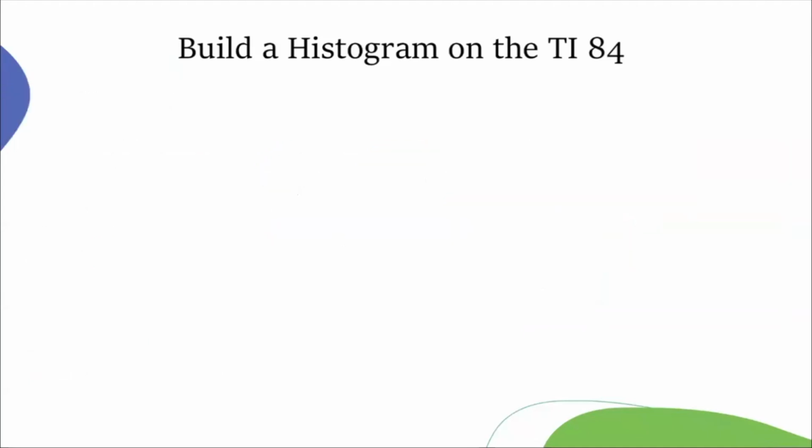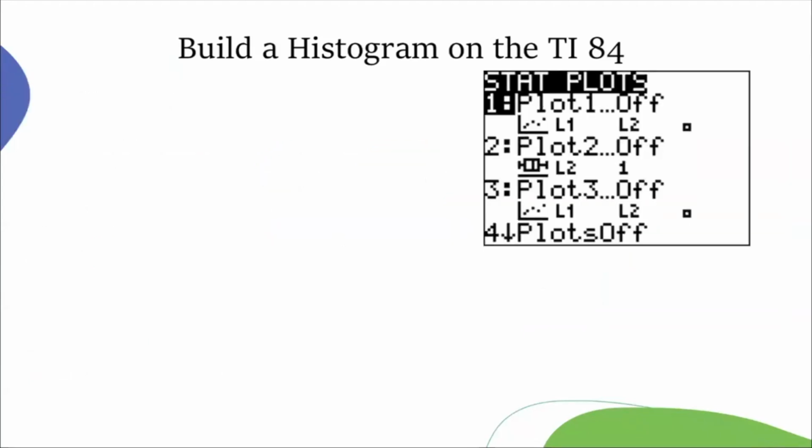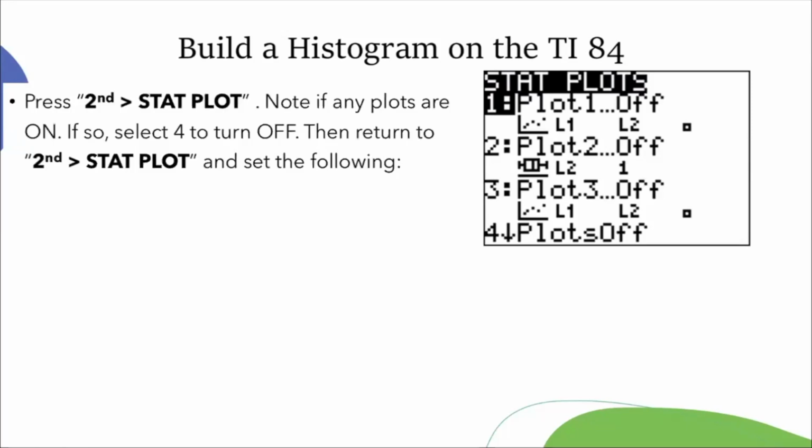Okay, so next, after we've got the window set, we're going to turn on the particular graph we want to view. This calculator is capable of viewing several different graphs. So what we're going to do is press the stat plot key, use the second function, and then stat plot, which is along the top. I'm going to demonstrate it in a moment. If any of the plots are set to on, like notice that these all say off. If any of them say on, let's all start on the same page and select number 4 and hit enter and turn everything off.